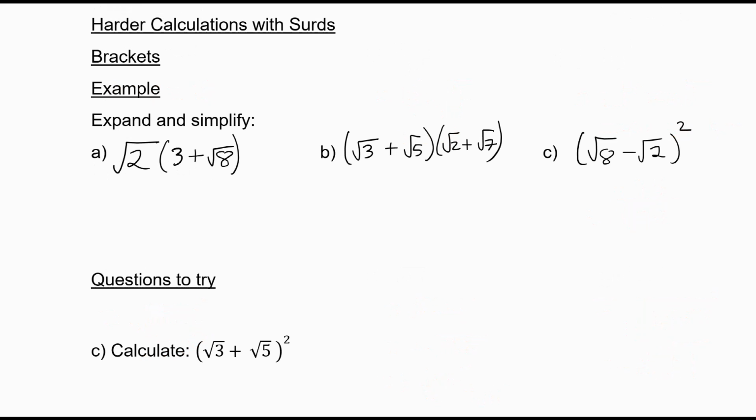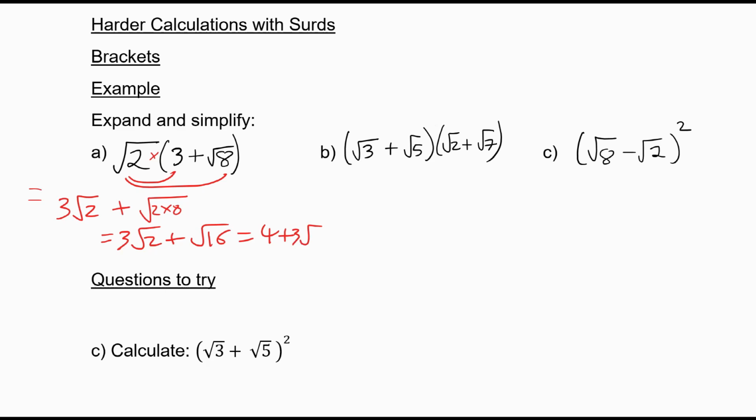Here are some harder calculations we can do with surds. There's a single bracket to be expanded. I've got root 2 times root 2 times 3 plus root 8. I'm going to have 3 times root 2, which is 3 root 2, plus root 2 times root 8. But root 2 times root 8 is just root 2 times 8, which is just root 16, which gives me 4 plus 3 root 2.